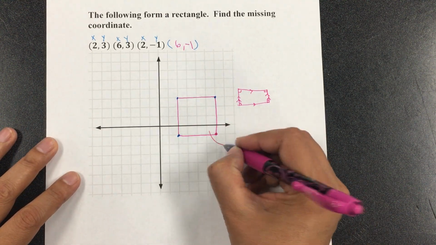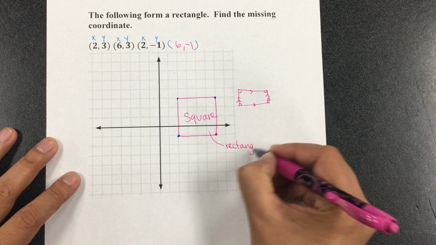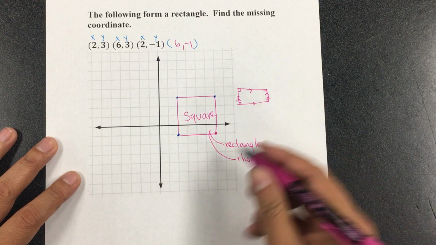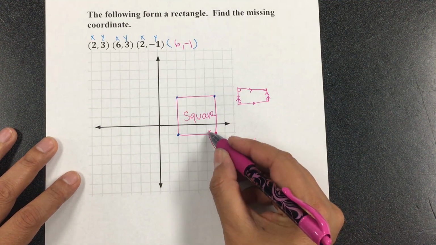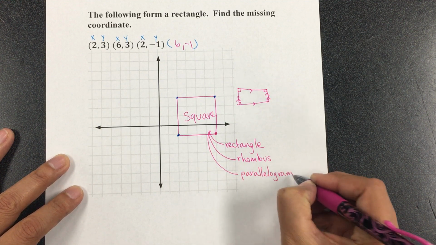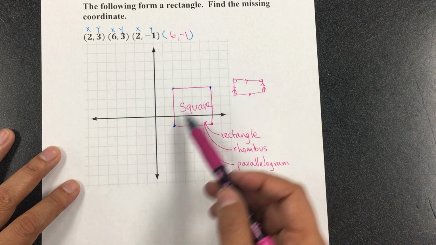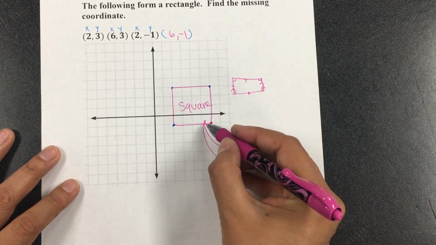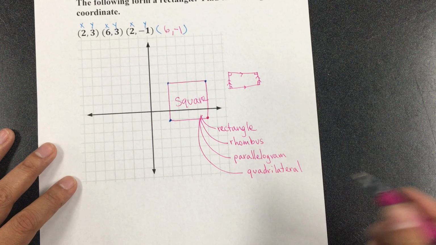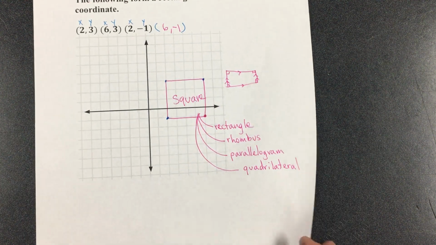I share with the class that a square can also be called a rectangle. It also can be a rhombus because the rhombus has 4 congruent sides and the square has 4 congruent sides. It can also be called a parallelogram. Why? Because for parallelograms the definition is just 2 pairs of parallel lines, and this has 2 pairs of parallel lines. And it can also be called a quadrilateral. Quadrilateral, the definition is just a shape with 4 sides, and it has 4 sides, so there you go.